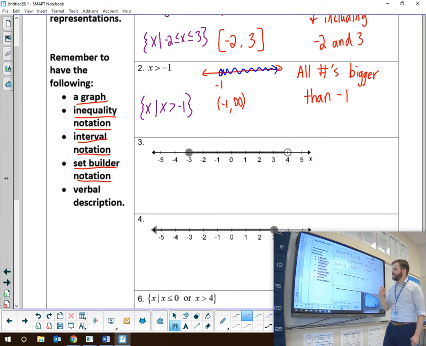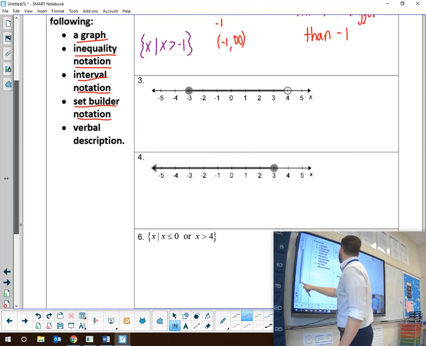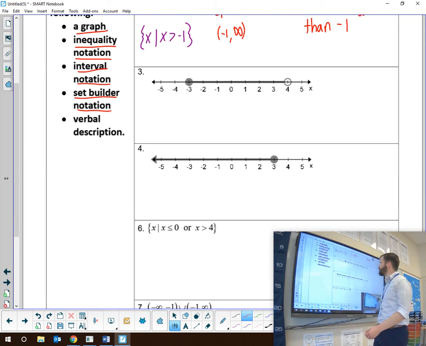Okay, number 3. It gives us a graph, but it does not give us anything else. So I'm going to go ahead and I'm going to think about my inequality first. Okay? So I'm thinking about where is x? Okay, so there's my x, and x is the line that's in the middle, right? All right, so x is bigger than this end, and x is bigger than -3. But does x also equal -3? Yes. How do I know that? Because it is filled in.